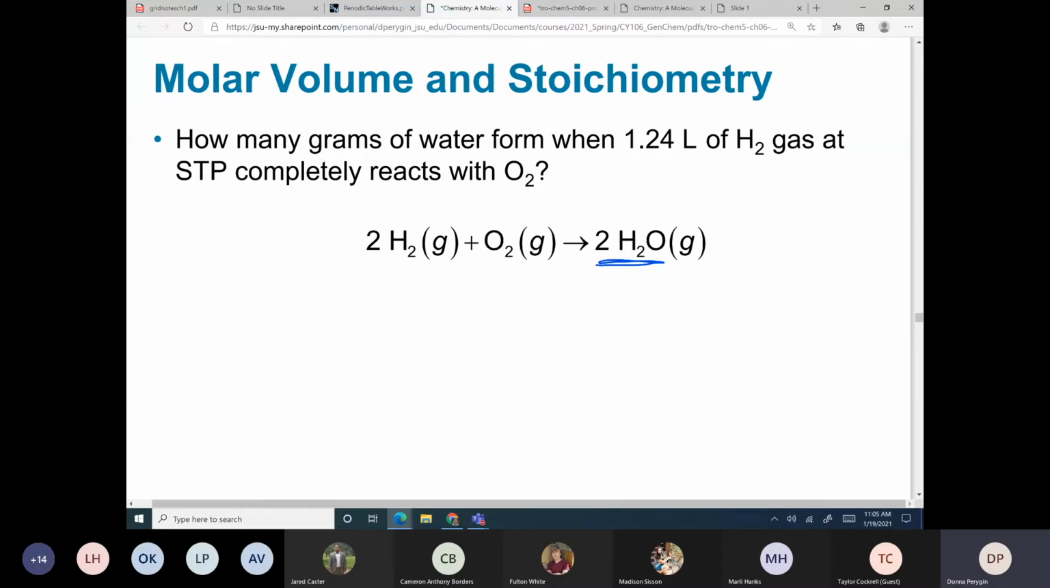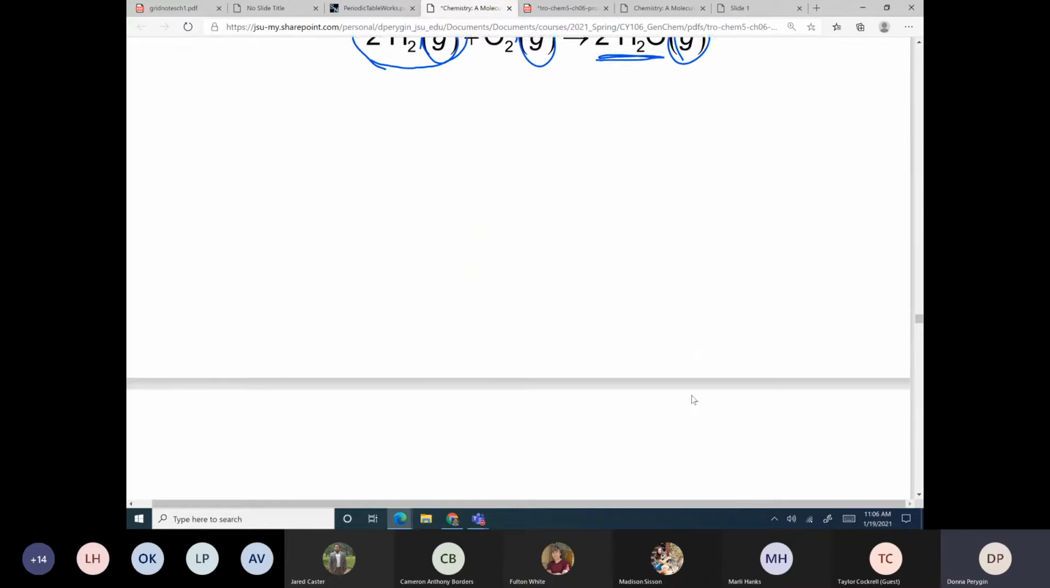When 1.24 liters of hydrogen gas, and this is in the gas phase, reacts completely with oxygen, we don't really need to know the oxygen because we can go, I'm sorry, we got volume here. So we can go volume to moles and then moles of hydrogen to moles of water.